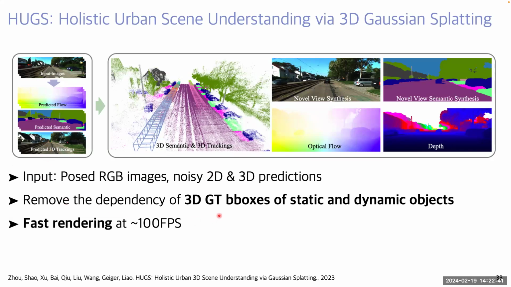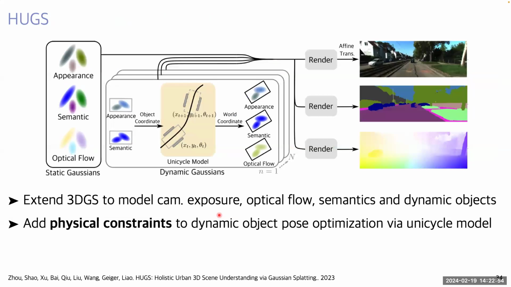And this allows us to remove the dependency on the 3D ground truth bounding boxes of static and dynamic objects, and also enables fast rendering at 100 FPS. That's due to the representation of Gaussian splatting, of course. And this is the whole pipeline. We extend 3D Gaussian splatting to model camera exposure, optical flow, semantics, and dynamic objects.